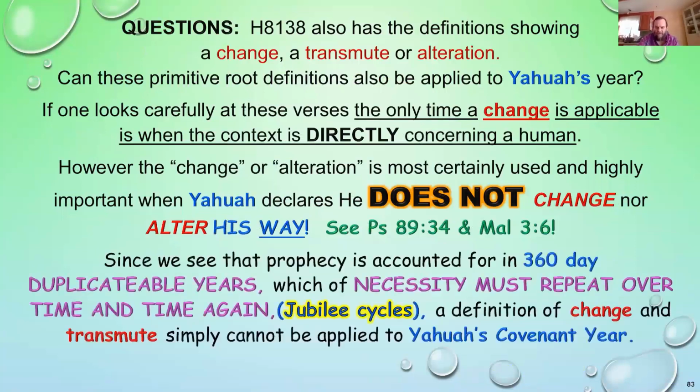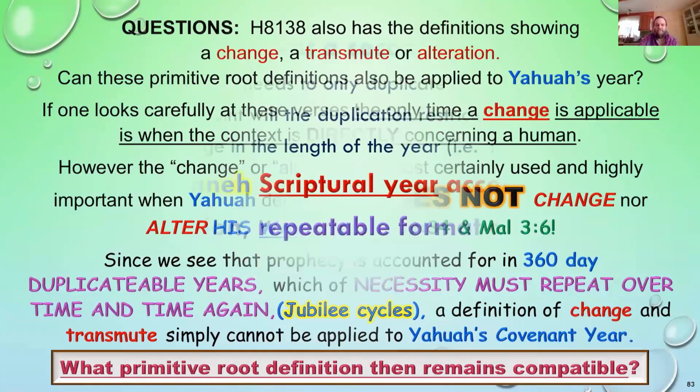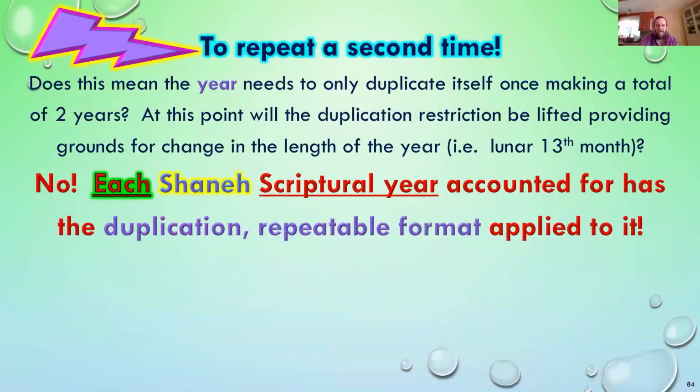Since we see that prophecy is accounted for in 360-day duplicatable years, which of necessity must repeat over time and time again, reference Jubilee years, a definition of change and transmute simply cannot be applied to Yahuwah's covenant year. What primitive root definition then remains compatible? Have you seen this? Have I said it? How many times? To repeat a second time.